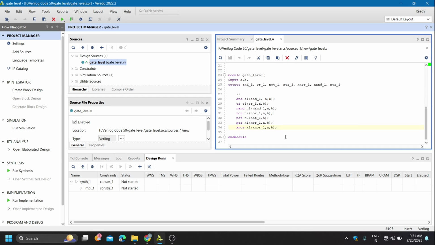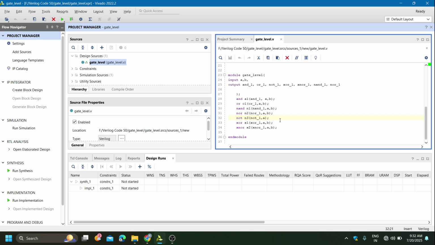Hello everyone. In the last video, we solved logic gates using gate level modeling. In that video, I made one mistake. In the NOT gate, I wrote two inputs, but we know the NOT gate has only one input. That's why in the simulation we got some unknown values. So just rewrite it and simulate, and you will get the exact result.